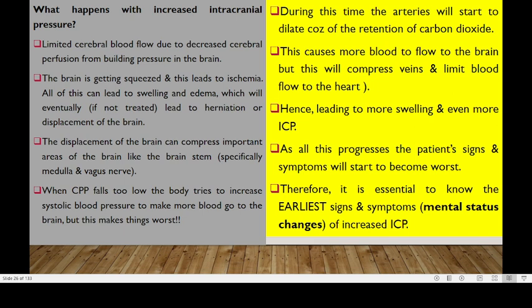During this time, the arteries will start to dilate because of the retention of carbon dioxide, and this causes more blood to flow to the brain. This will compress veins and limit blood drainage from the brain, leading to swelling and even more ICP, because we have again destabilized the 3 components. So here, blood is the cause again. As all this progresses, the patient's signs and symptoms will become worse. Therefore, it is essential to know that the earliest sign of increased ICP is mental status changes.